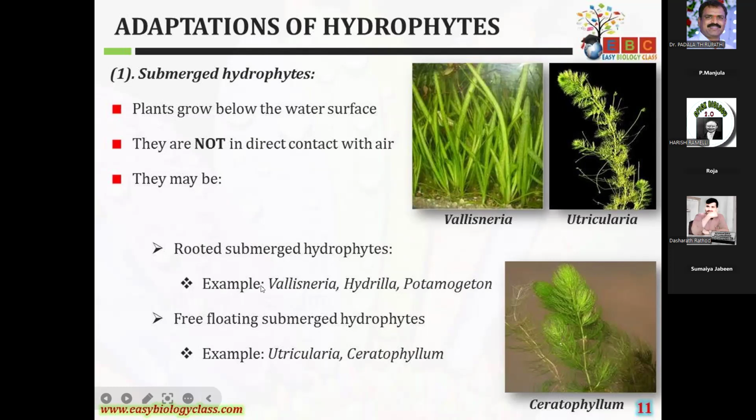First, rooted submerged hydrophytes. Examples for this are Vallisneria, Hydrilla, and Potamogeton. Whereas the free floating submerged hydrophytes, examples are Utricularia and Ceratophyllum. So these are the free floating submerged hydrophytes.